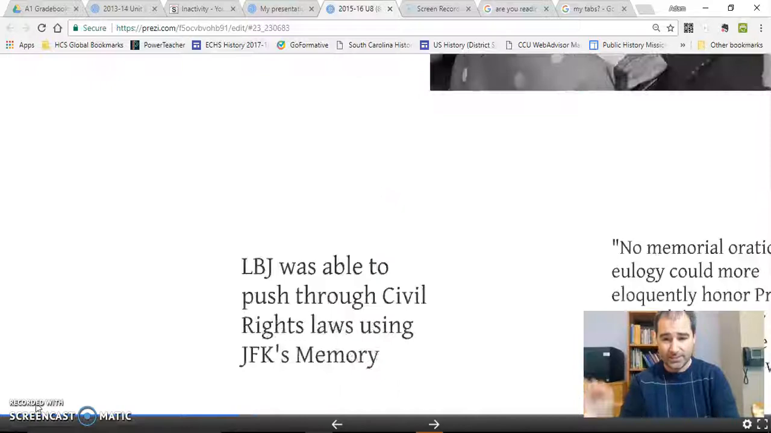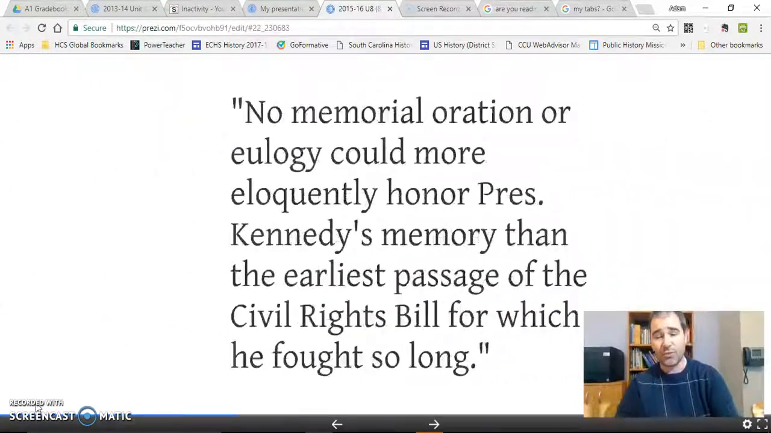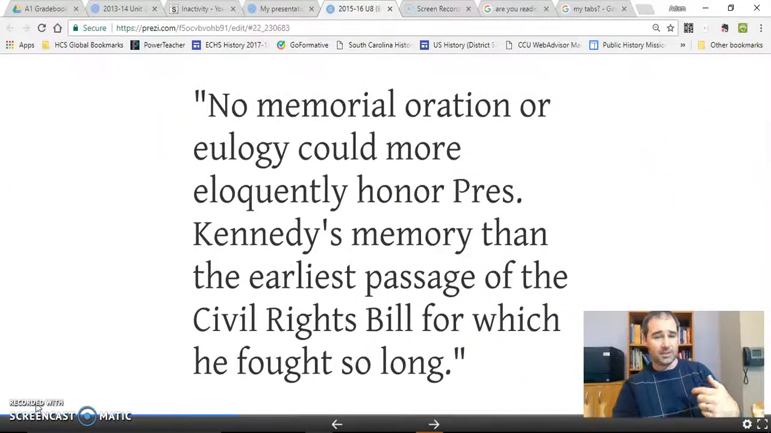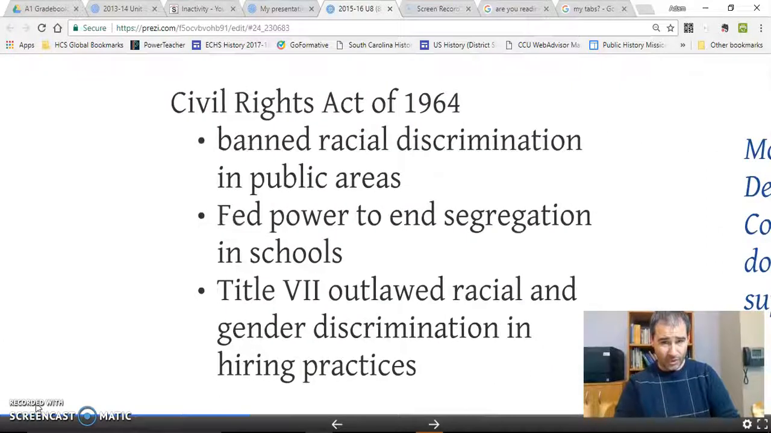Let's proceed. We've already talked about the civil rights and how Kennedy's memory was used to push civil rights, and we know a little bit about the Civil Rights Act. This was in Standard 8.1 and 8.2. Basically, the Civil Rights Act is banning racial discrimination in public areas, gives the federal government power to end segregation in schools, outlaws other racial and gender discrimination and hiring practices.